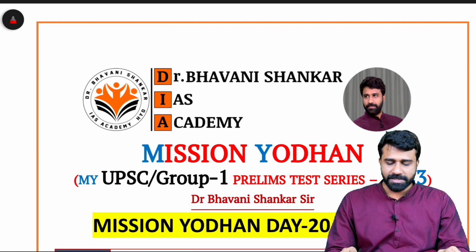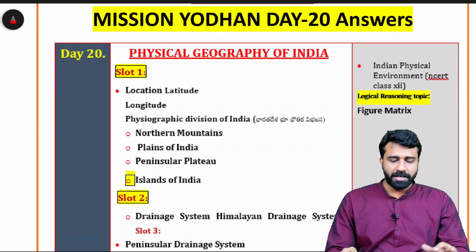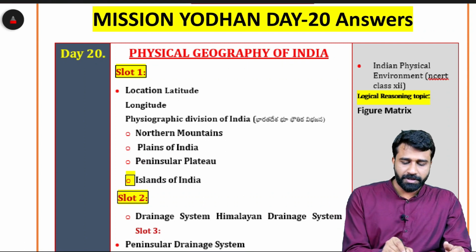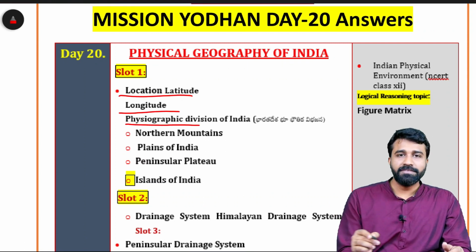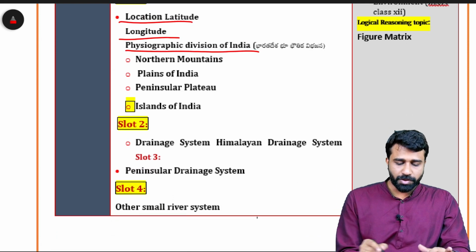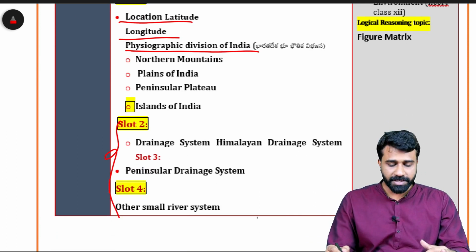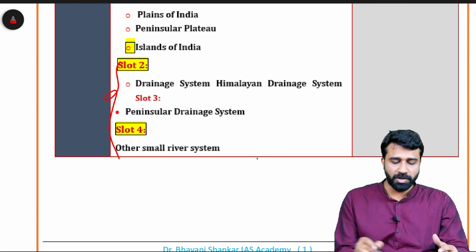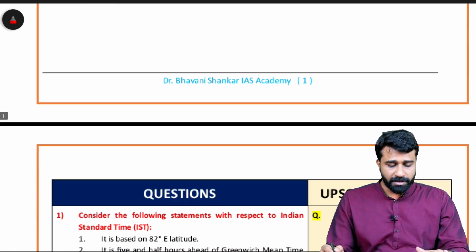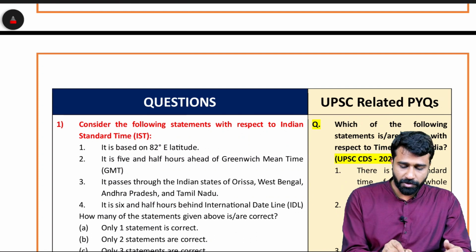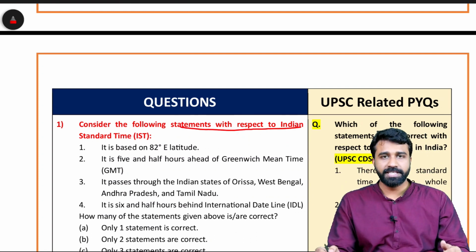We are going to discuss day 20 of Mission YODHA, Prelims 2023. Slot 1 is about longitude and latitude and also the physiographic divisions of India, slots 2 and 3 focus on the Himalayan drainage system and Peninsular drainage system, and slot 4 is about small river systems. The first question is: consider the following statements with respect to Indian Standard Time.